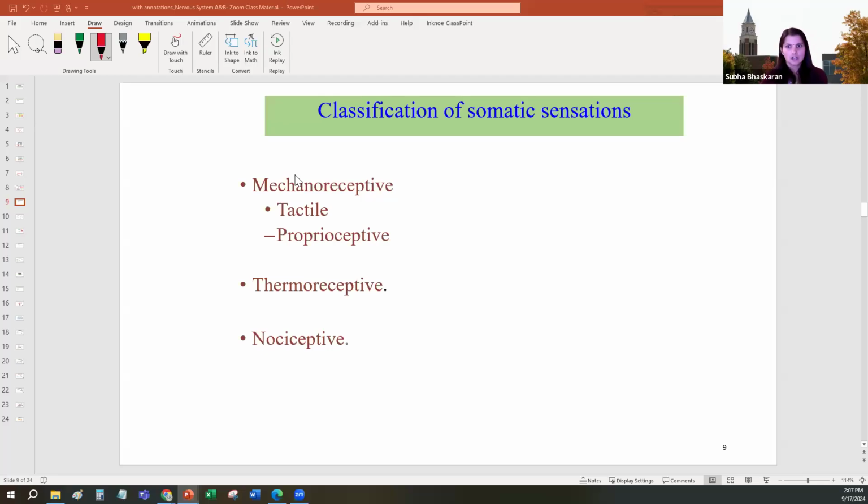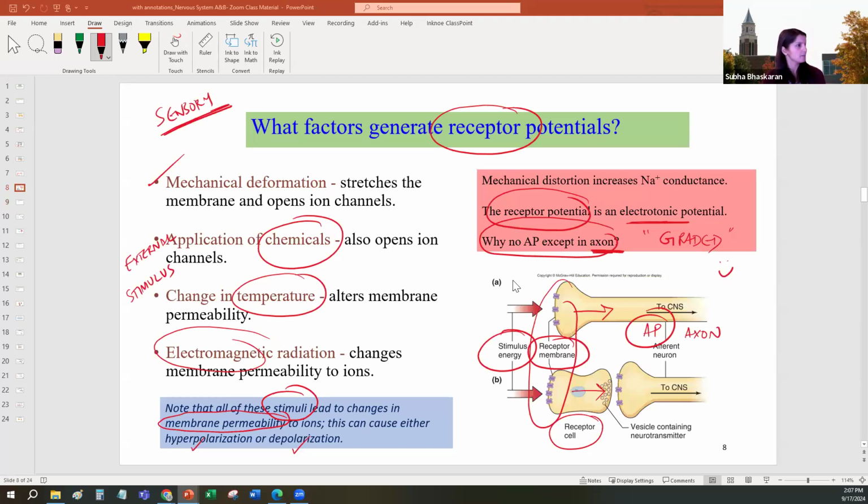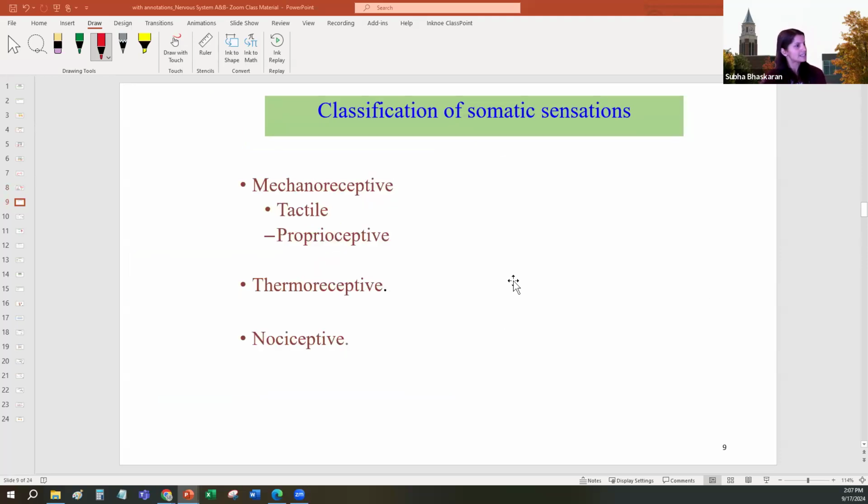No worries. So based on what we just saw, chemicals, temperature, mechanical, we can classify the somatic sensation as mechanoreceptive. Yes or no, right? It responds to mechanical changes. So one example could be touch. And proprioceptive is position. And do you know of any mechanoreceptors that could be present inside an internal organ?